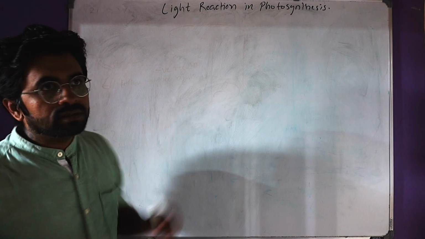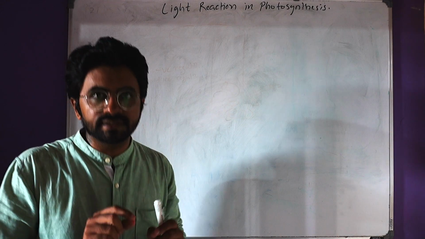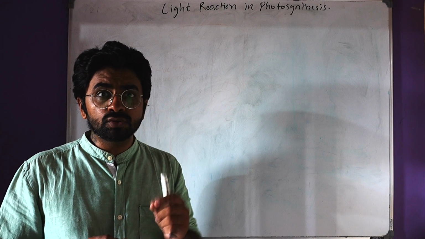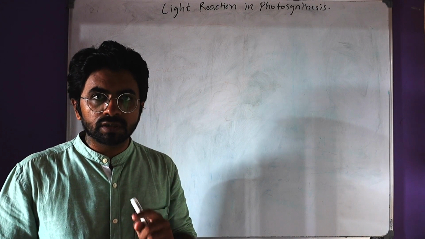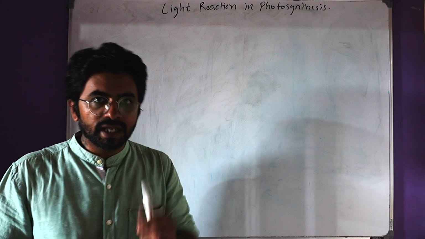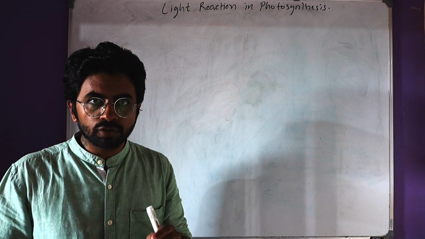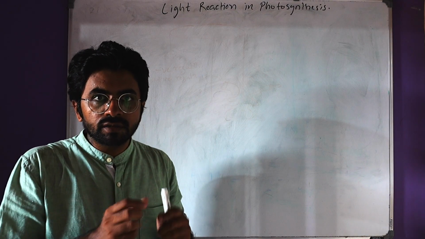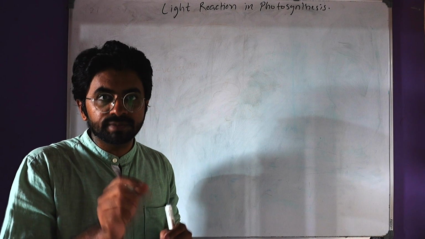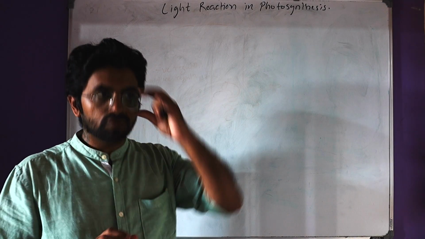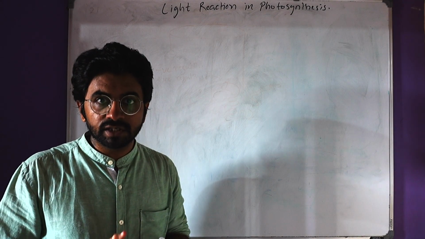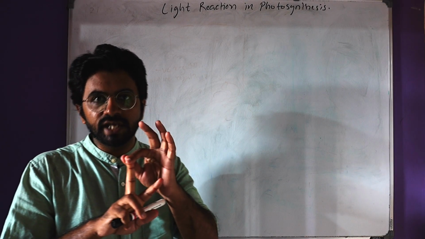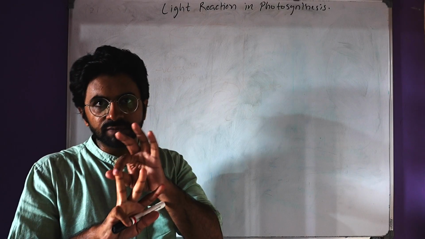Now why is the name light and dark there? Because in light reaction, light is used directly, but in dark reaction, light is not directly used. Instead of using the light directly, it is indirectly used, and the products of light reaction, to be specific, are used. Now, which are the products of light reaction? So first is oxygen, second is NADPH, third is ATP.